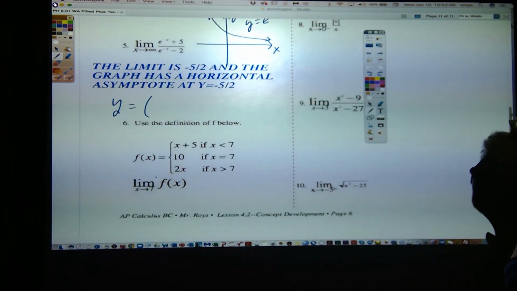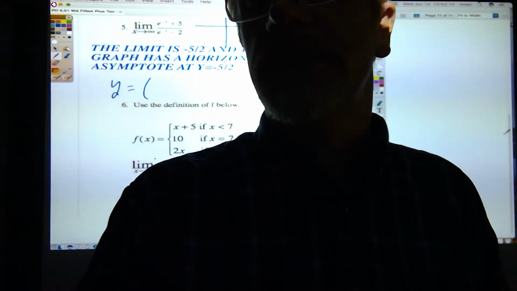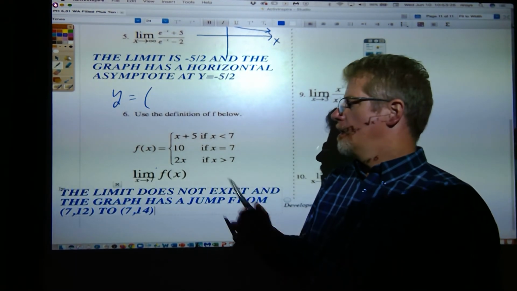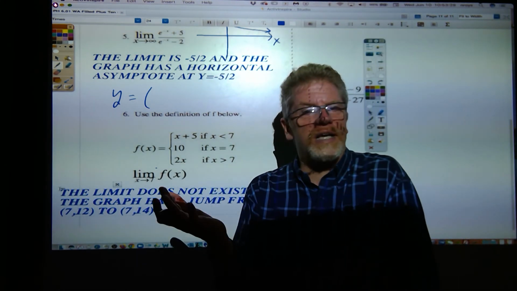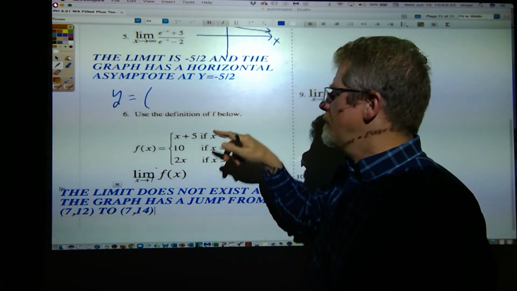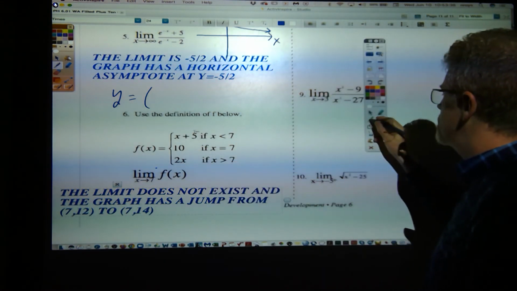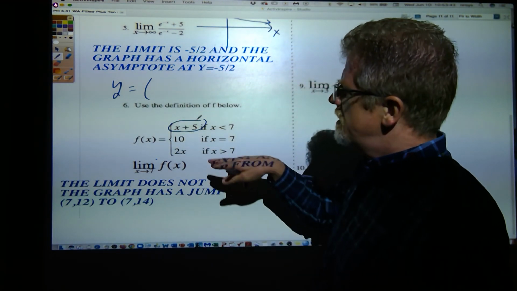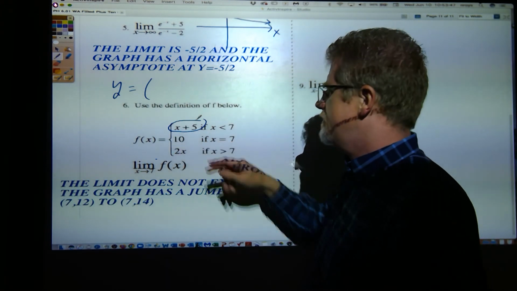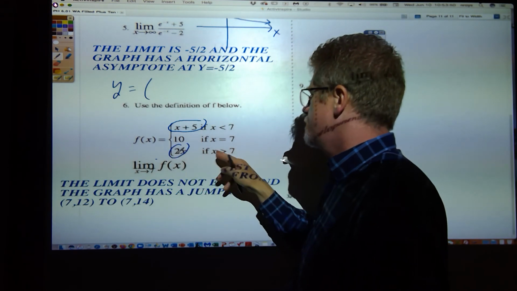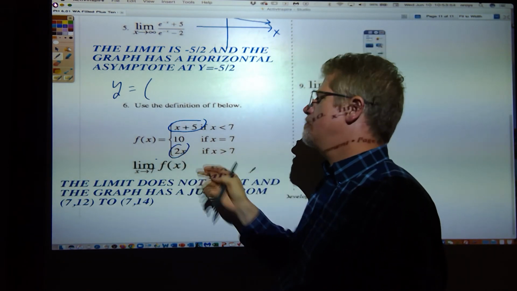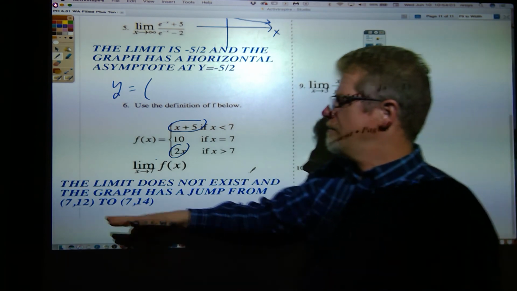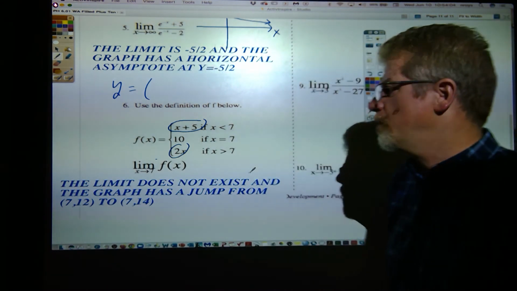Next, try number 6. Enjoy that one. Pause. Okay, so this is the piecewise function, but I'm not even going to take the time to sketch the graph of the piecewise function. I take the boundary value and put it into this rule. Every function has an input, a rule, and an output. For inputs that are less than 7, the rule is input plus 5. So I know that one branch of the piecewise function has an endpoint at 7, 12, open circle at 7, 12. Another branch has input this value. The rule for inputs greater than 7 is 2 times the input. So 7 goes in, you get 14. The limit does not exist; the graph has a jump from 7, 12 to 7, 14, or from 7, 14 to 7, 12.